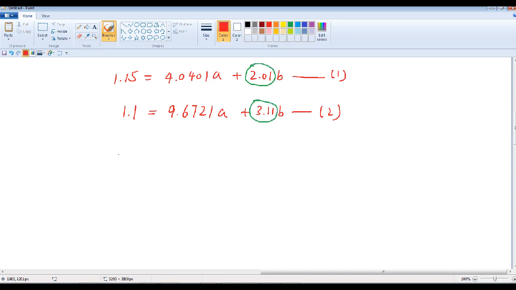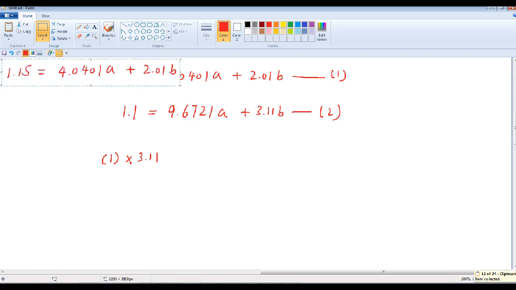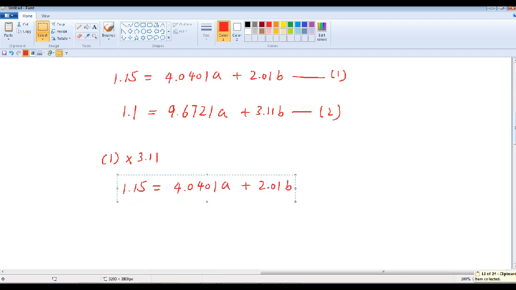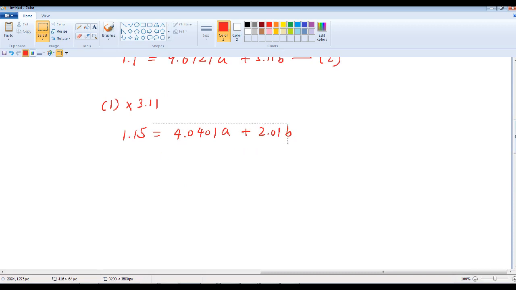Okay, let's try to do it. First, let me just try to do 1 times 3.11. So I'm going to multiply this one with 3.11. To do that, you have to multiply all the terms by 3.11, right?